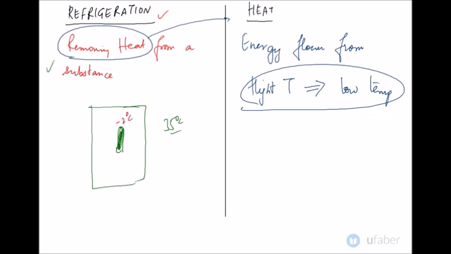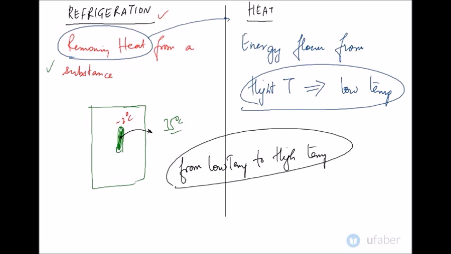This means we are continuously extracting heat from this body and throwing it outside, that is to an atmosphere of 35 degrees Celsius. This means in refrigeration the heat flow is from low temperature to high temperature. Now this is an unnatural flow of heat energy, and this happens if we provide some work input. Now how do we do that?